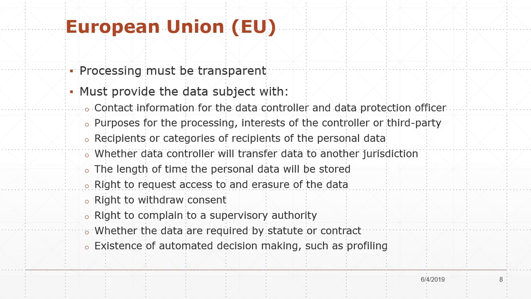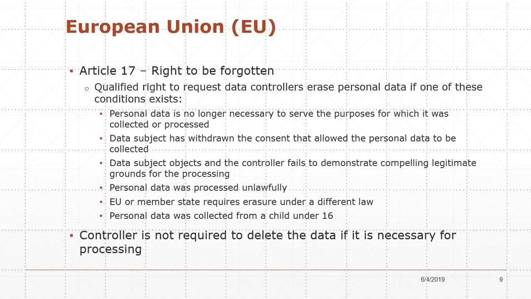The processing must be transparent. It must provide the data subject with a number of different pieces of information: contact information for the data controller and data protection officer, purposes for the processing and interests of the controller and the third party, recipients or categories of recipients of the personal data, whether the data controller will transfer data to another jurisdiction, the length of time the personal data will be stored, the right to request access to and erasure of the data, the right to withdraw consent, and the right to complain to a supervisory authority, whether the data are required by statute or contract, and the existence of automated decision-making such as profiling.